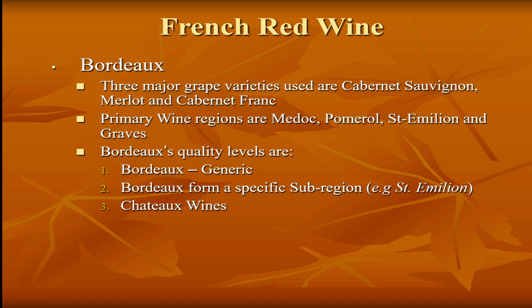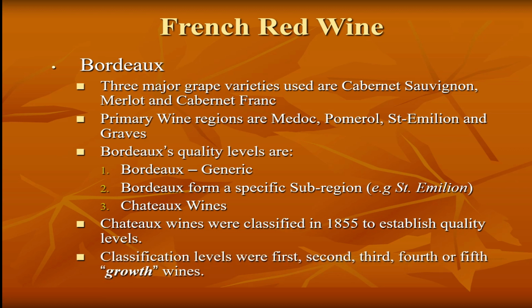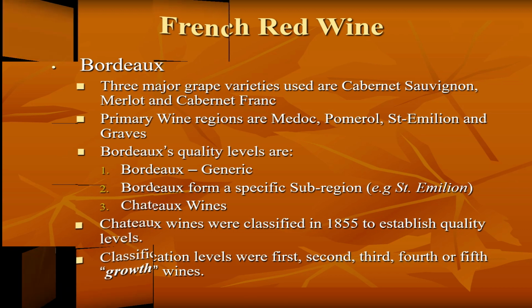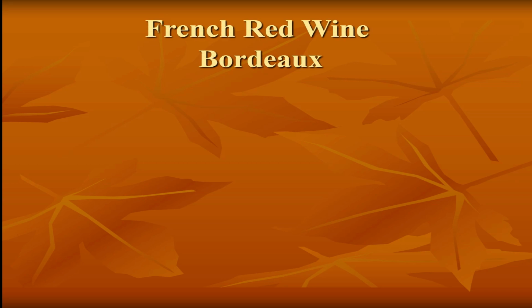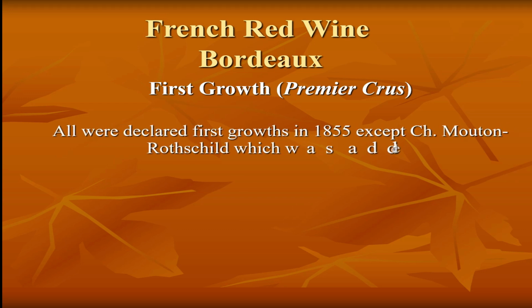Château wines were classified in 1855 to establish quality levels. Classification levels were first, second, third, fourth, or fifth growth wines. Bordeaux first growth or premier cru. All were declared first growths in 1855 except Château Mouton Rothschild, which was added in 1973.